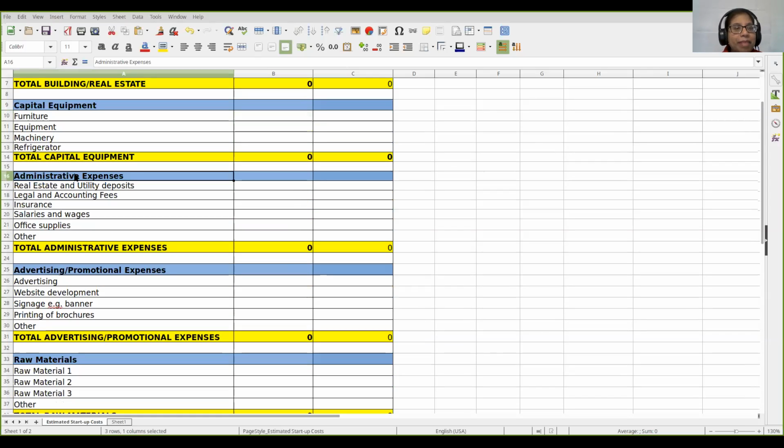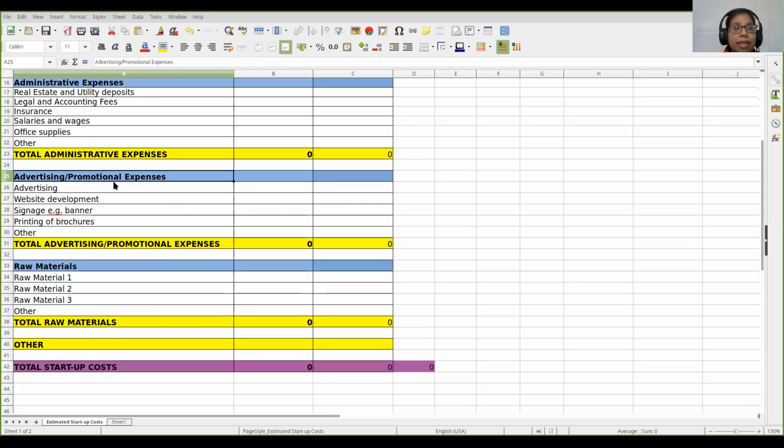And then you have administrative expenses. So if you buy office supplies, for example, depending on what your business is, that may be considered a recurring expense. Or even if you hire people to work for your business, then you may have to pay them every month or every fortnight, every 2 weeks. Then that too would be a recurring expense. Okay. And then we have advertising or promotional expenses.